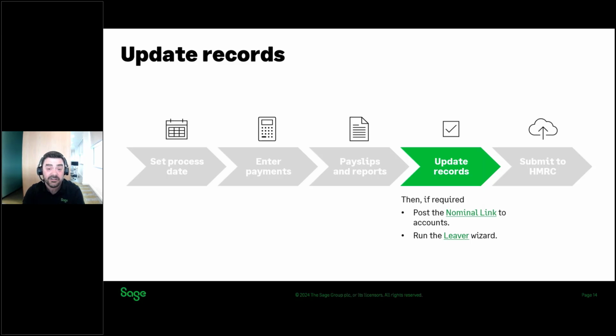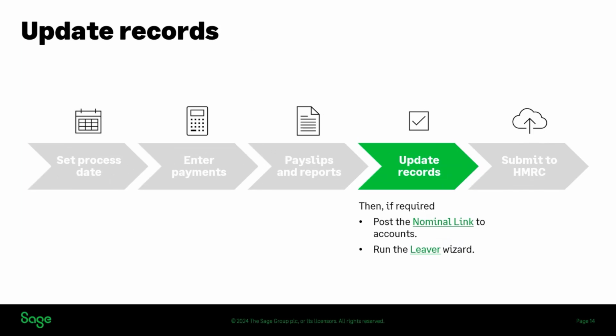And then if you've had any leavers, you would then run the leaver wizard, which would record the leave date and enable you to print the P45. So in the next part of the demo, I'm going to update the records. We're then going to deal with our leaver, and then the final step there will be to submit our payroll to HMRC. So let's just rejoin the demo.